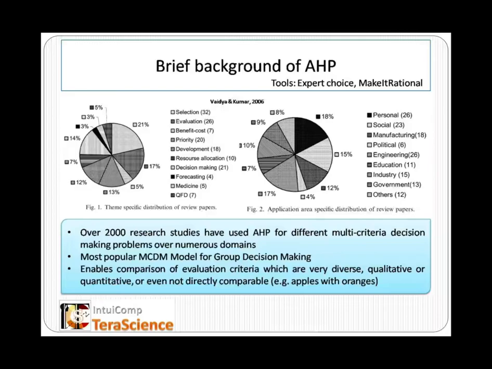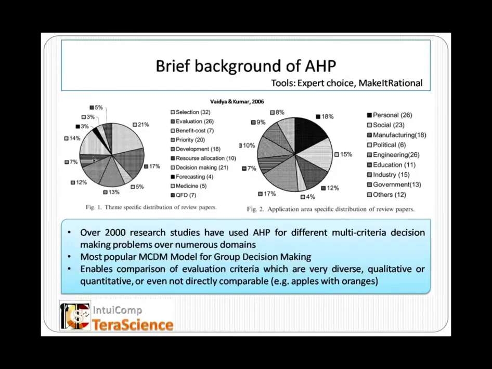Now, we have discussed what AHP is. Now let's talk about the work which has been done in AHP. The analytic hierarchy process has been under major research over the past couple of years. Over 2,000 research studies have used AHP for different multi-criteria decision-making problems over numerous domains.